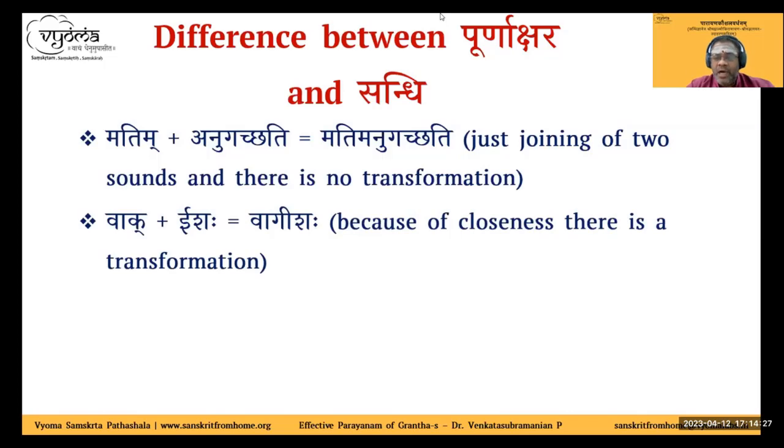But you see here, Vak plus Ishaha, Vagishaha. How did this occur? Vak Ishaha, Vak Isha, Vagisha. This is how it happens. You try to speed up Vak Isha, and it comes out as Vagisha. What happened here? What is the phenomenon which happened here? The Kavarga, which is a Kantha letter. Akuha Visarjaniyanam Kantha.